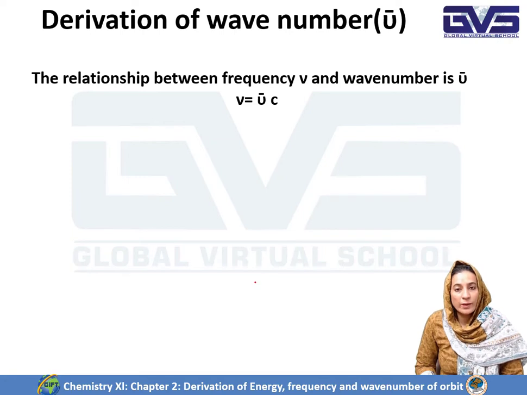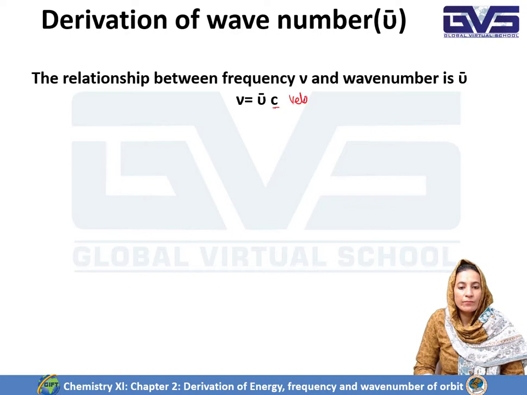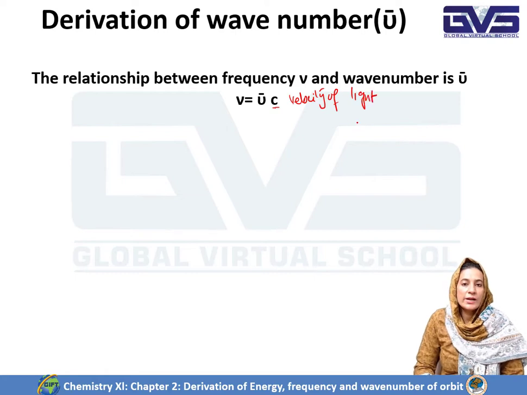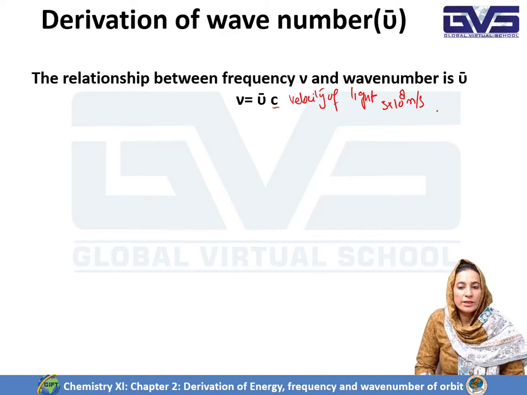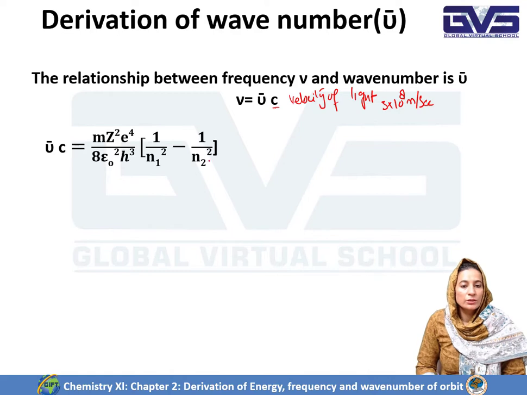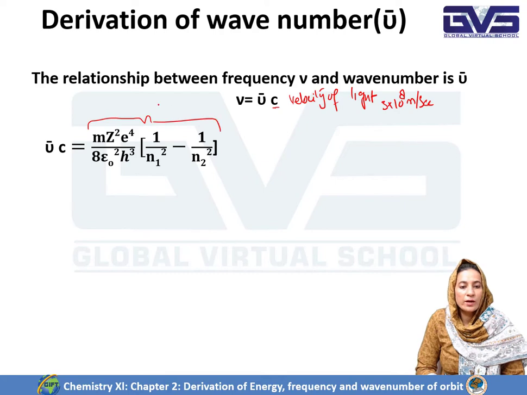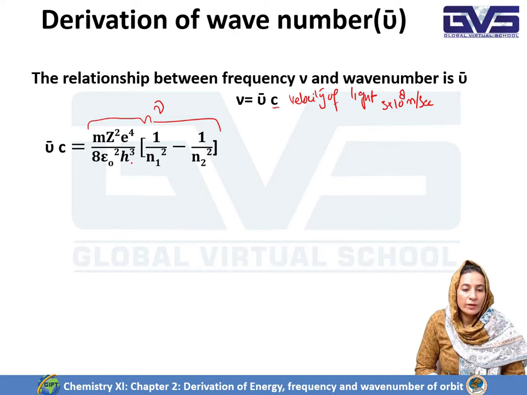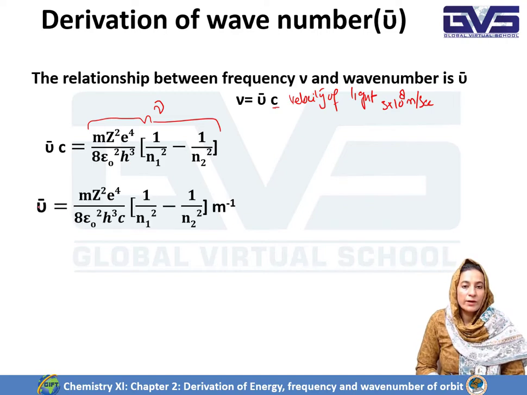Similarly, for the wave number, the relationship between frequency nu and wave number nu bar is nu equals nu bar c. C is the velocity of light, and you know its value is 3 × 10^8 meter per second. So this is the equation. This one is for frequency nu, and dividing by C here, you can find the nu bar.